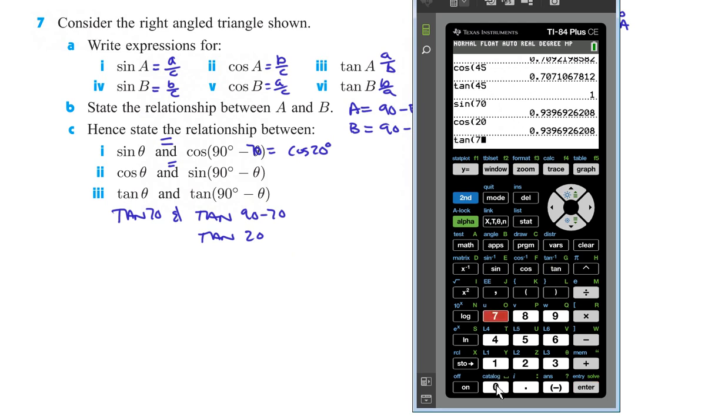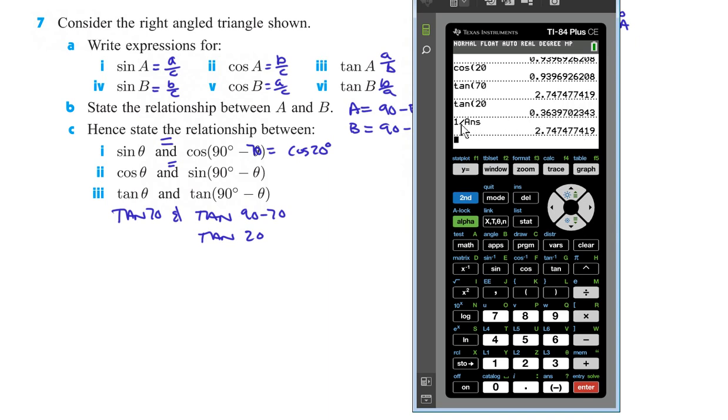So tangent 70 gives us 2.74, and then tangent 20 is going to be 0.363970, and so on. But the interesting thing about these is these are reciprocals of each other. If I take 1 and I divide it by this 0.3639, using the second answer here, I'm going to get 2.747477, just like that there.